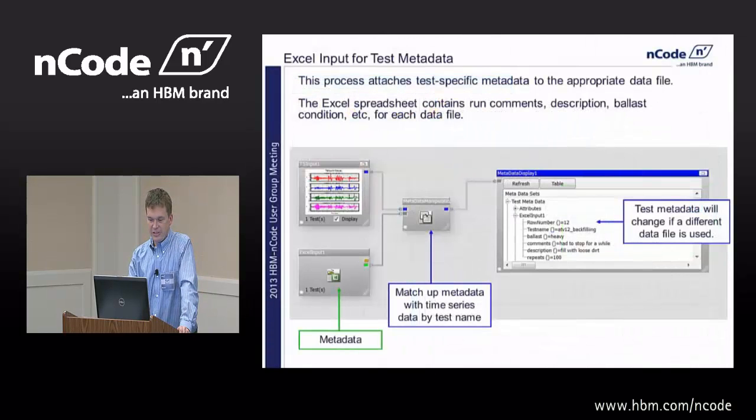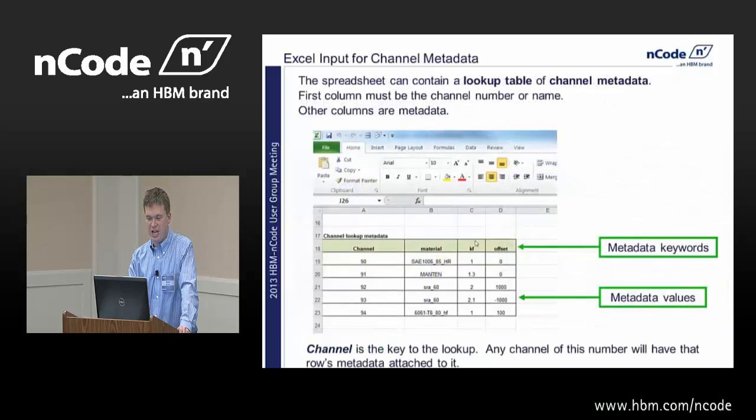This time, we're going to have a channel-based table of metadata. If we ever find a channel called 90, its material is this. Channel 91, its material is that. You can use any words you want up here; that's just the keyword. You can use any value you want in here; that's just the value that's carried around. So if you wanted to have a column here called magic number with random numbers in it, it's great.